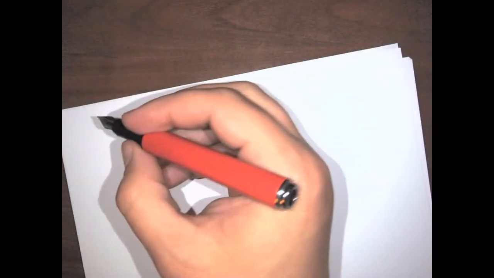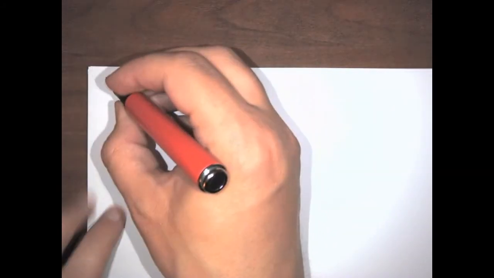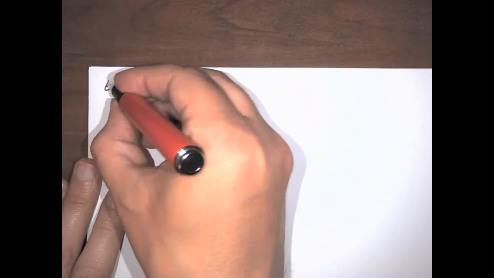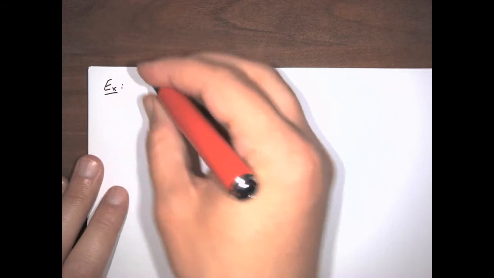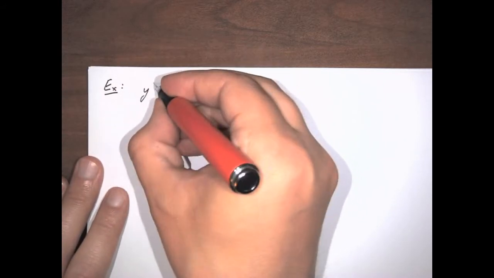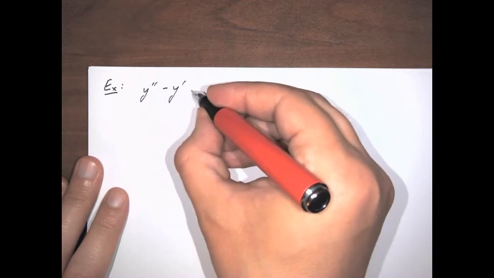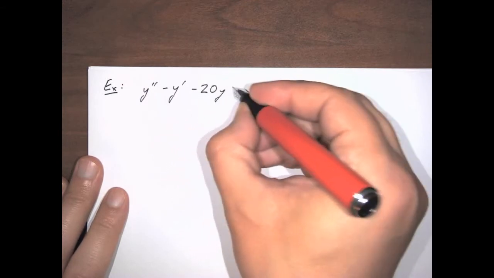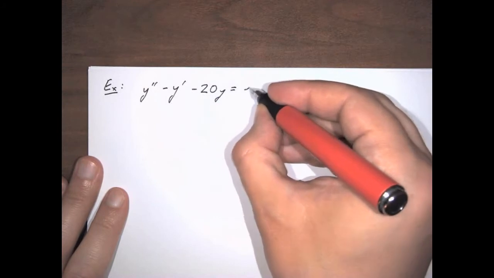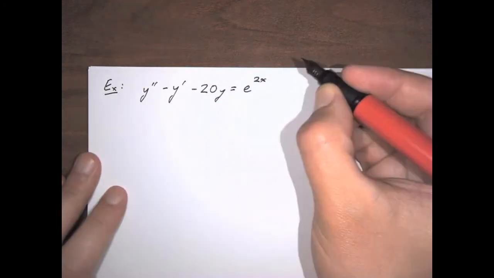Alright, let's try this again, this time with something that's a little bit closer to the requirement of needing to disambiguate. Still not quite though. So let's take y double prime minus y prime minus 20y is equal to e to the 2x.